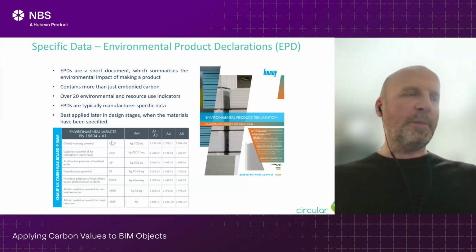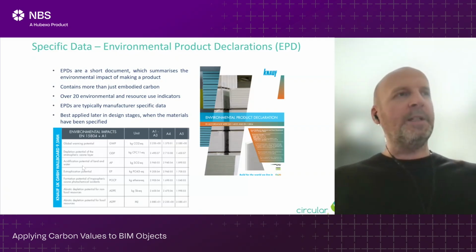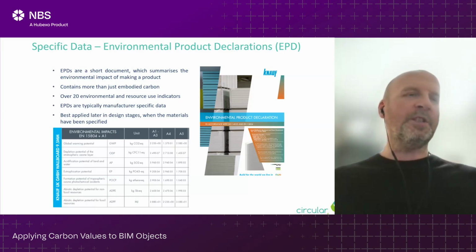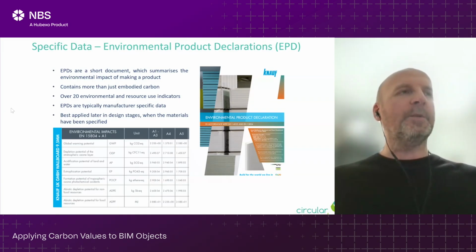So this global warming potential, GWP, that's the carbon results. And then you've got all these other indicators here. In fact, there's over 20 environmental and resource use indicators on an EPD. So you can consider more than just carbon if you wish, but most people tend to hone in on the carbon results or the GWP.